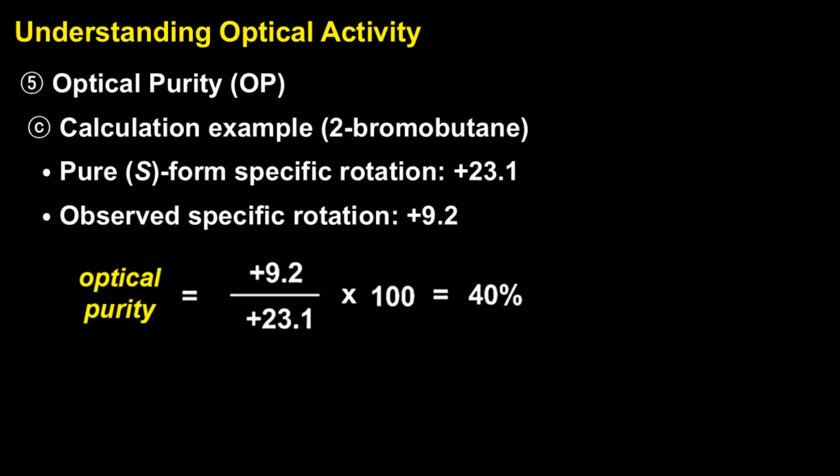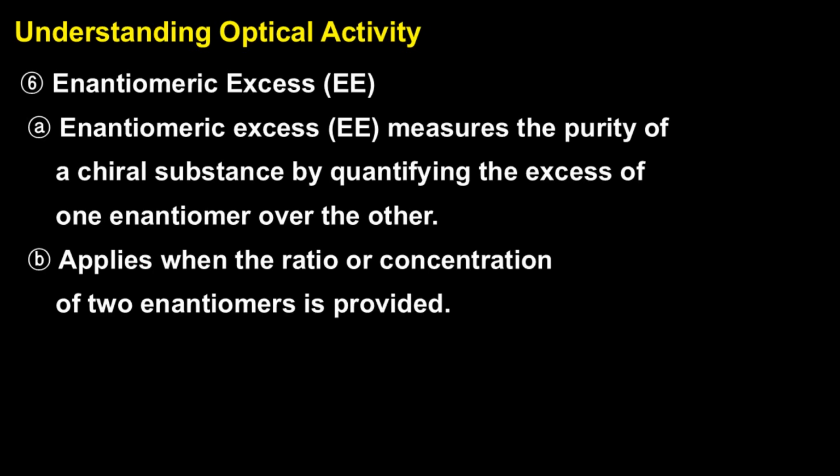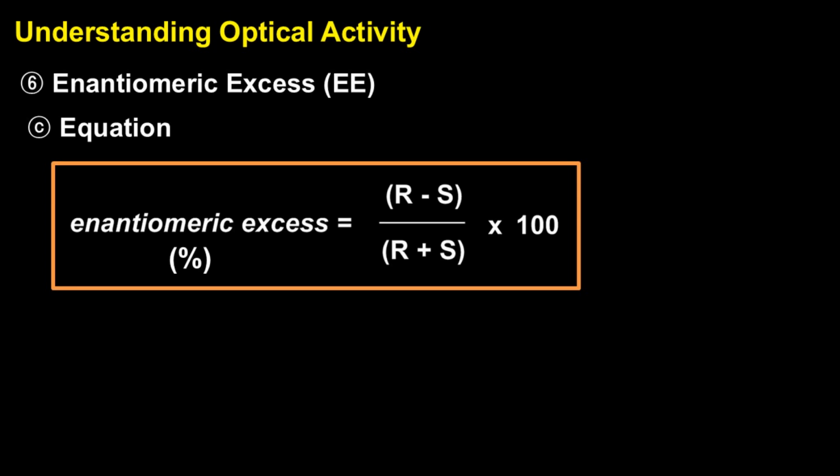Now that we've covered optical purity, let's move on to another key concept, enantiomeric excess. Enantiomeric excess tells us how much more of one enantiomer is present compared to the other in a mixture. While both EE and optical purity have the same numerical value, they reflect different aspects. EE focuses on the actual ratio or concentration of the enantiomers, rather than just the optical rotation. In short, it clearly shows which enantiomer is in excess and by how much. Enantiomeric excess is expressed as a percentage.